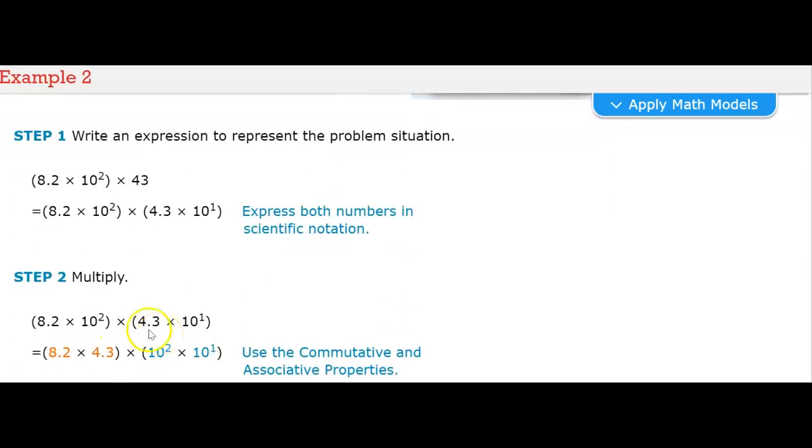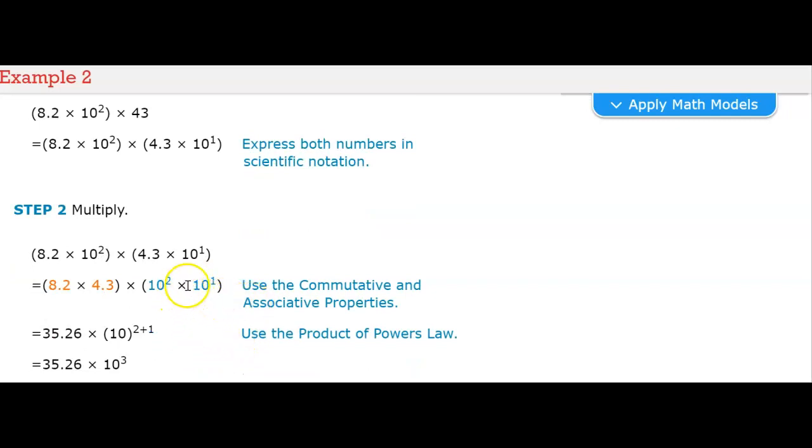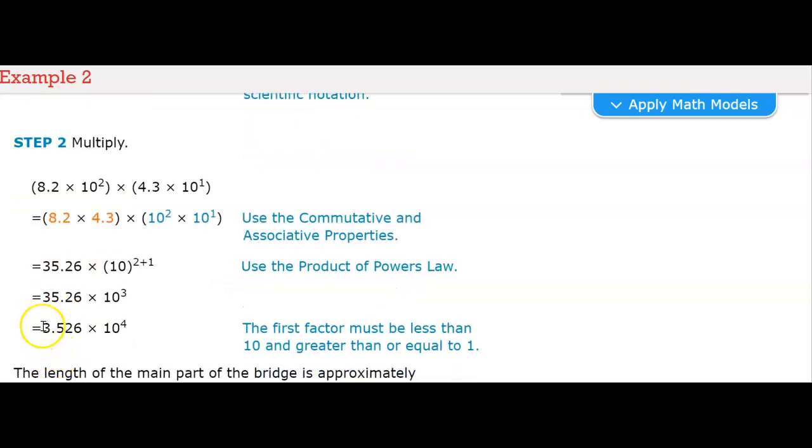So we're going to multiply the 8 and 2 tenths and 4 and 3 tenths times 10 to the power of 2 times 10 to the power of 1. And then you're going to add the exponents because you're multiplying. So that's going to be 3. And then you have this multiplied equals 35 and 26 hundredths. And so 35 and 26 hundredths times 10 to the power of 3.